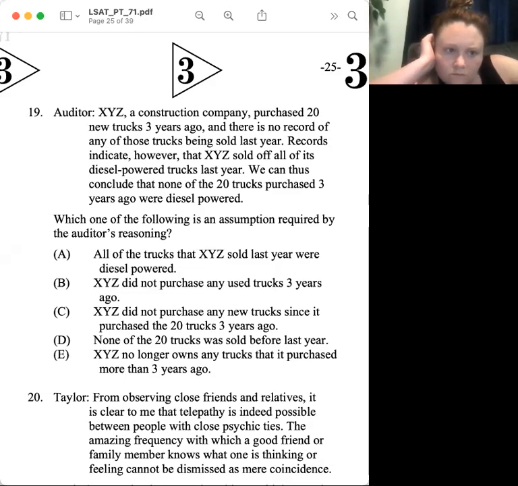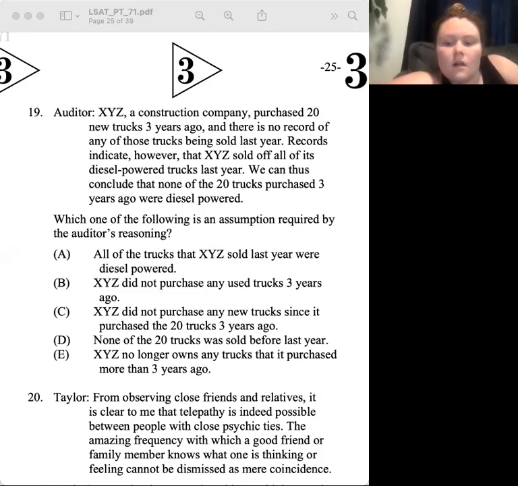Auditor: XYZ, a construction company, purchased 20 new trucks 3 years ago, and there is no record of any of those being sold last year. Records indicate, however, that XYZ sold off all its diesel-powered trucks last year. We can thus conclude that none of the 20 trucks purchased 3 years ago were diesel-powered.